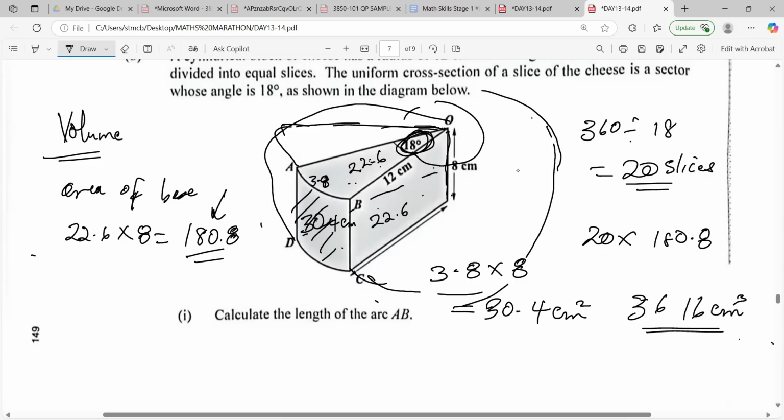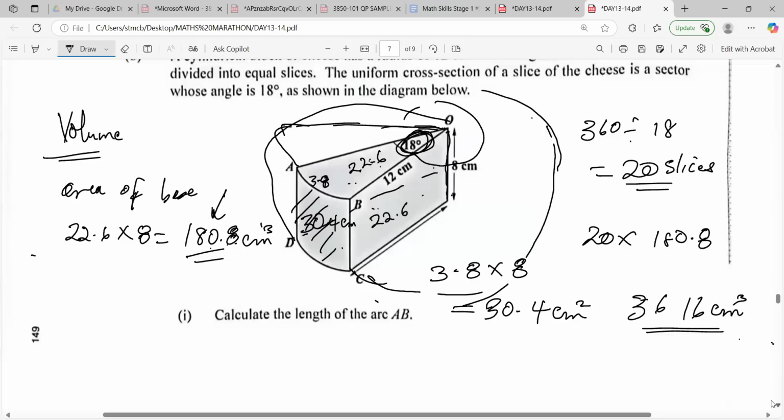So all we have to do, since we already have the volume for this, is multiply. This works out to 180, and there are 20 of them, right? Because if you stack them right round, 20 of them form a tin of cheese.